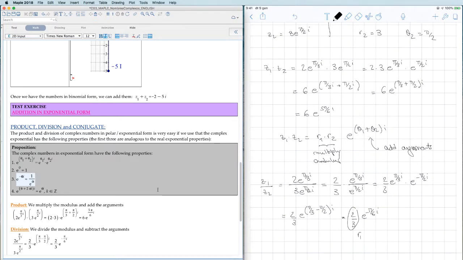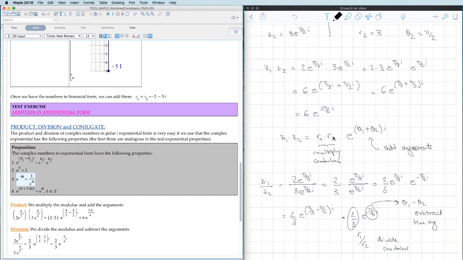In this case, when we do the division, you can see that this result is r1 over r2. So we divide the moduli. And the argument is θ1 minus θ2. So we subtract the arguments. Okay, so when we multiply, we multiply the moduli and we add the arguments. When we divide, we divide the moduli and we subtract the arguments.